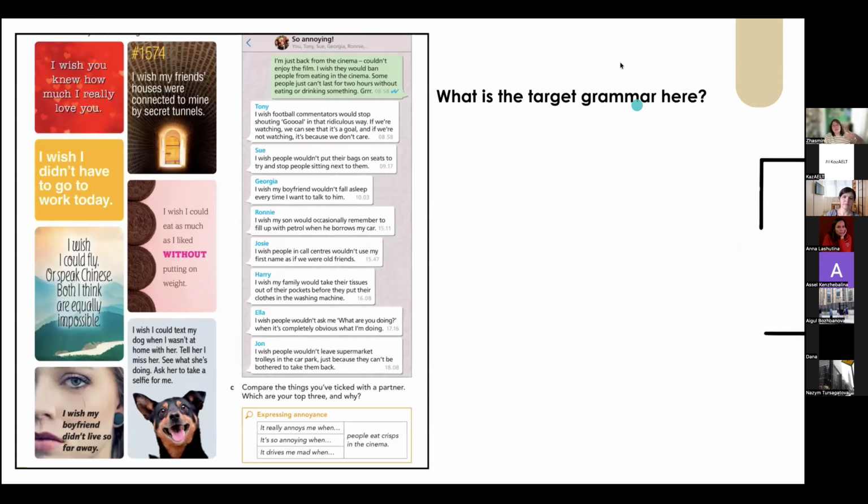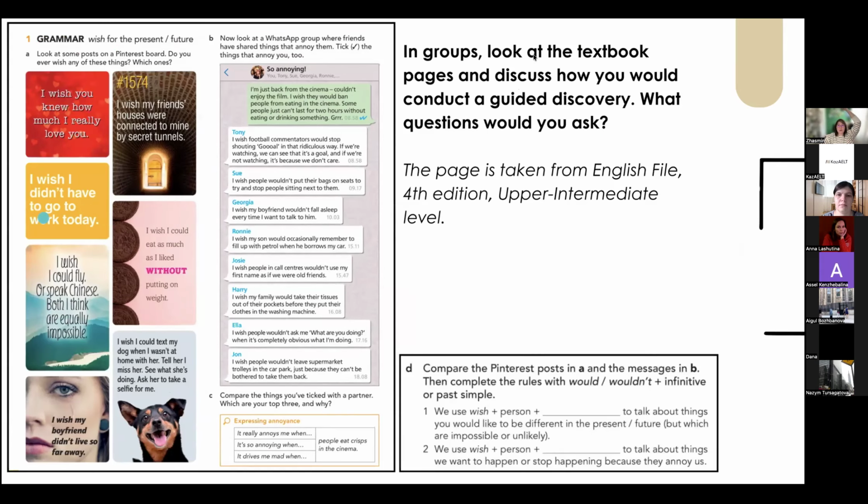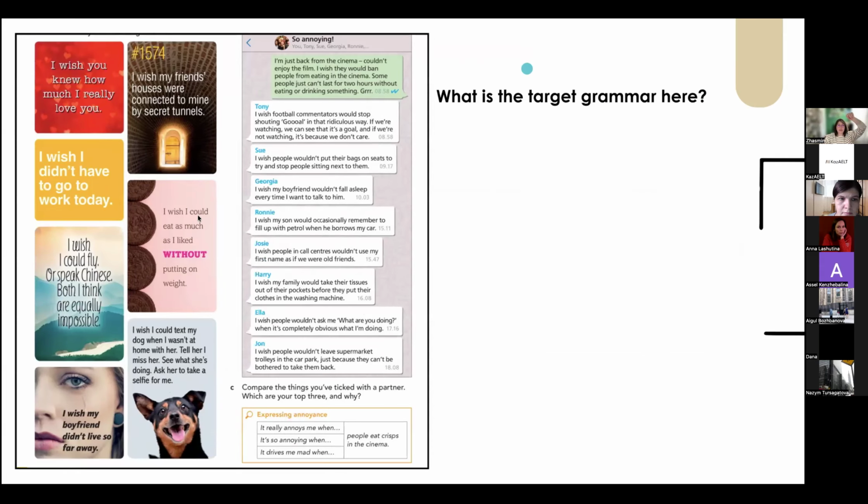Now, again, since we can't really use the breakout rooms, we will do everything together. But for this one, I want you to analyze. I'm sure you're familiar with this page. It is a B2 level, Upper Intermediate English File, fourth edition. Can you look at the page and tell me what the target grammar is here? Can you use the chat? Okay, I wish I... Good, okay.